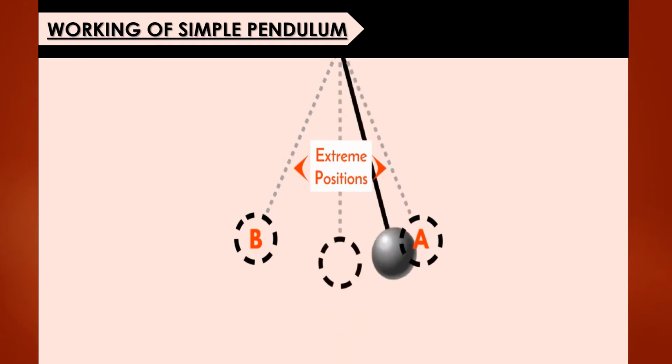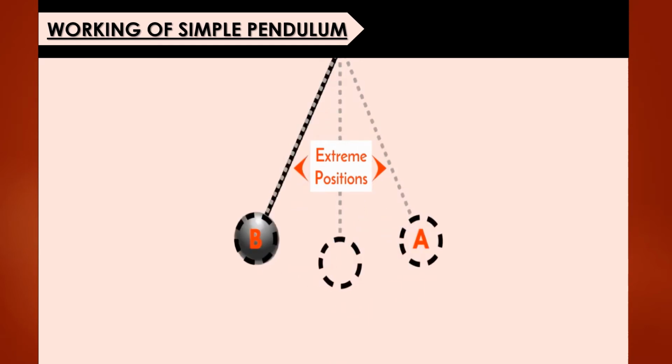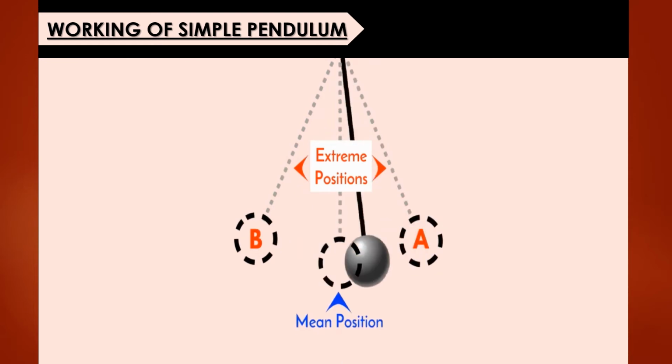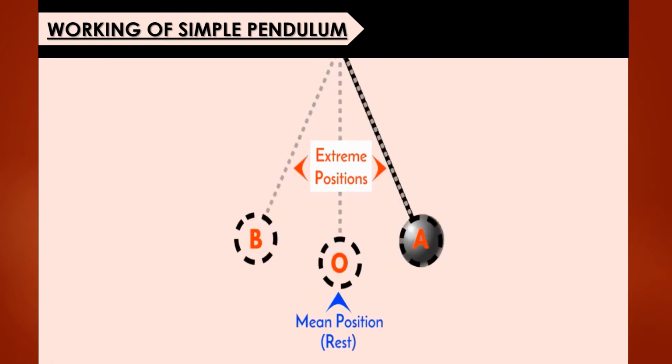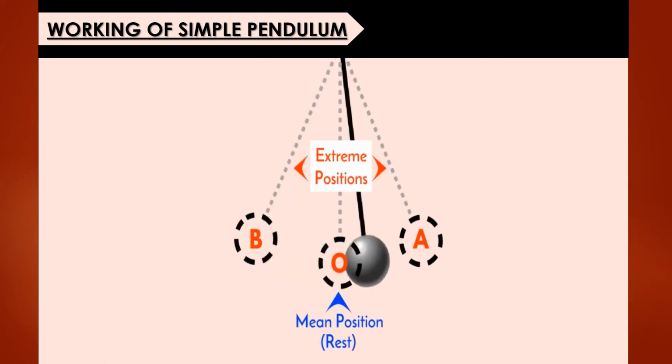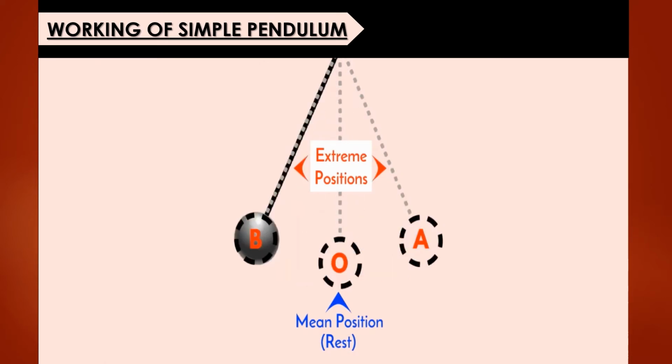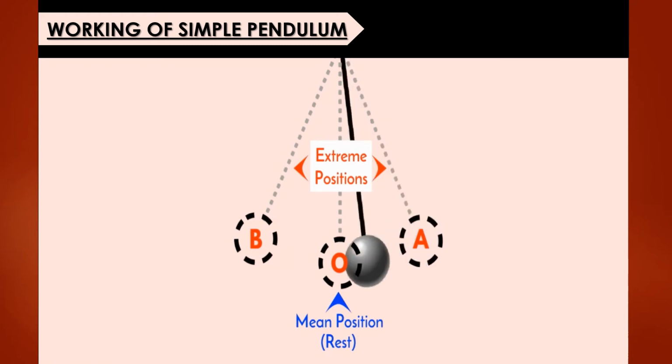There is a moderate position between these two extreme positions. It is called the mean position. Let's denote it by O. When the bob is at rest, it is said to be at its mean position, that is the O position. The motion of the bob of a simple pendulum repeats itself after a certain period of time. Such motion is said to be periodic motion.